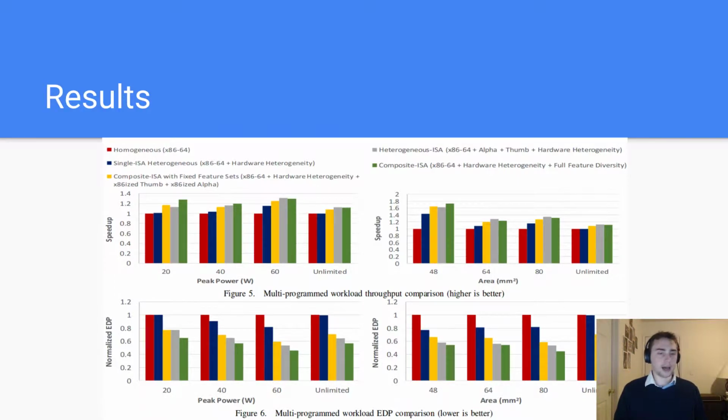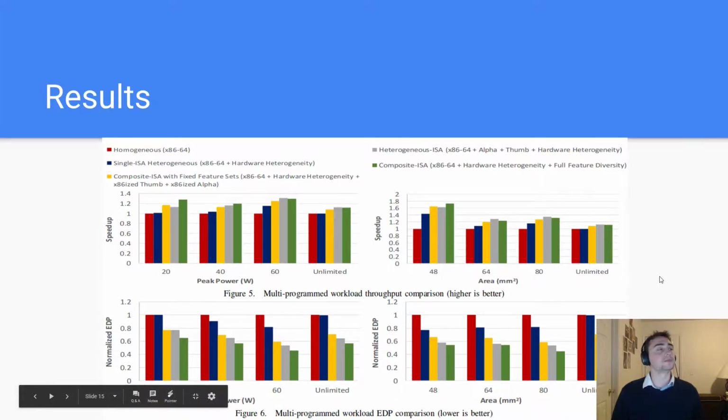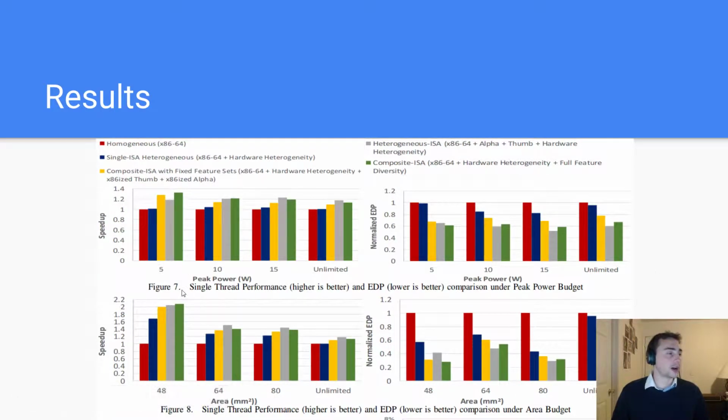Okay. It's important to note also that out of those over 100,000 runs they do here, for each of these cases they pick the individual case of the Composite-ISA that worked best for each of these situations. So the combination that worked best for 20 may not be the same one that worked best for 40, and so on. Now for the results section over here, this is going to be for single thread performance.